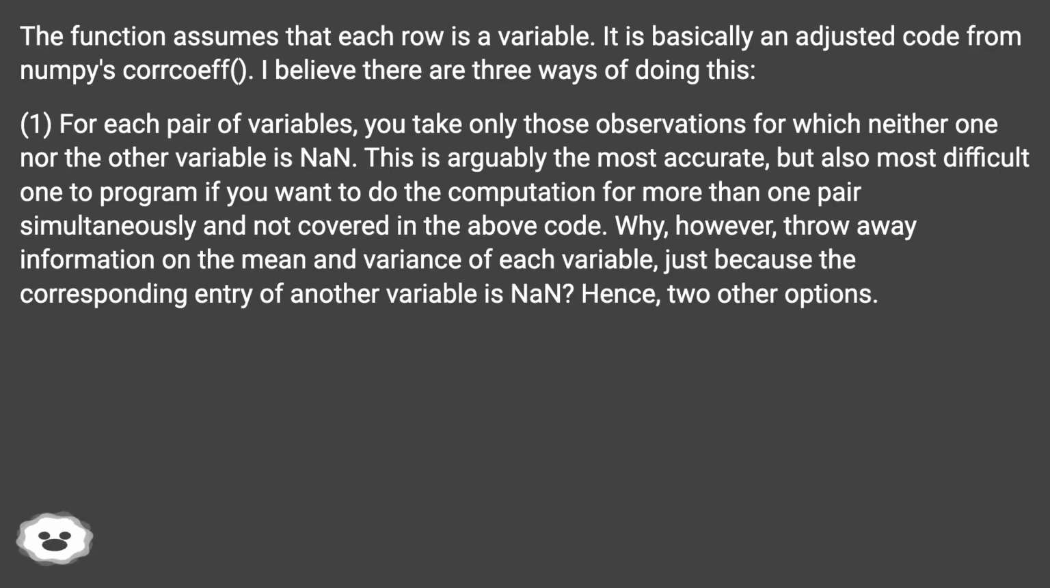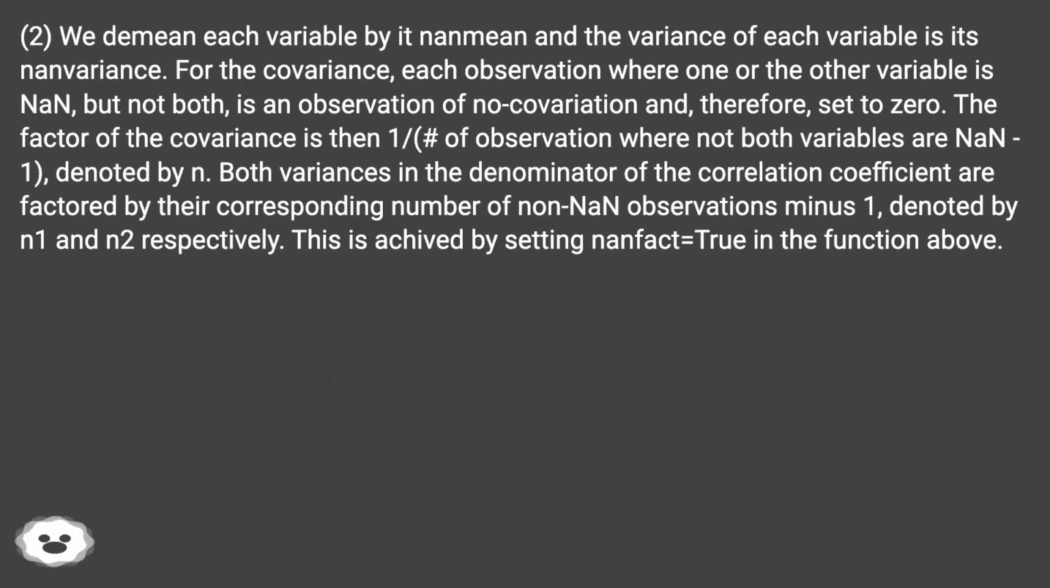Why, however, throw away information on the mean and variance of each variable, just because the corresponding entry of another variable is NaN? Hence, two other options. 2. We demean each variable by its nan-mean and the variance of each variable is its nan-variance. For the covariance, each observation where one or the other variable is NaN, but not both, is an observation of no covariation and, therefore, set to 0.